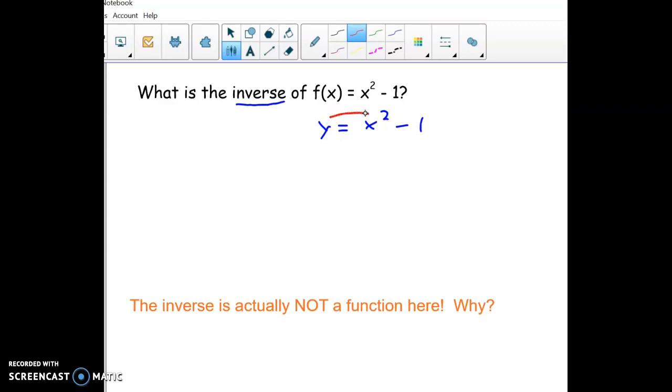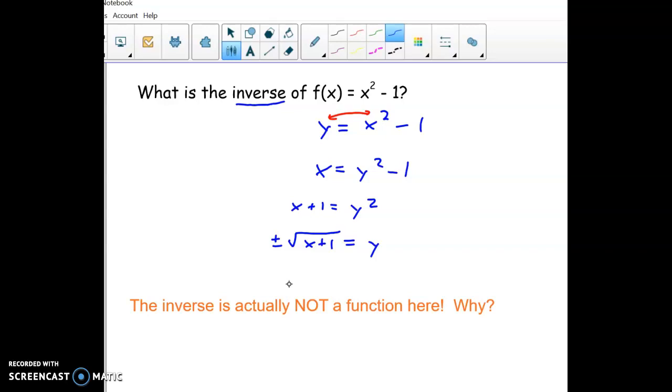So we do our 2 steps. We're going to flip around y and x first. So we get x equals y squared minus 1. Solve this for y, so add 1, and then take the square root of both sides. So you get the square root of x plus 1 equals y. Oftentimes they'll put a plus or minus here, because when you do the square root, you have both a plus and a minus answer. If you forget that, not the end of the world.